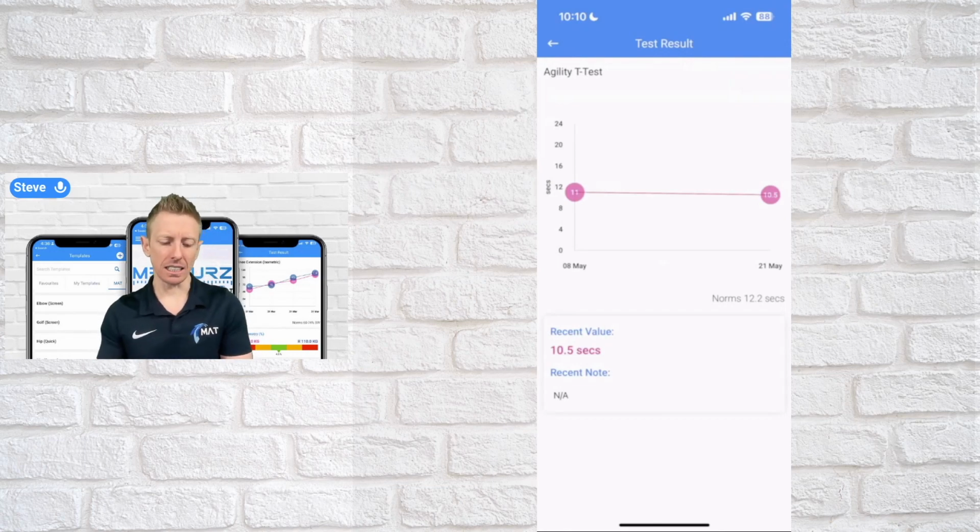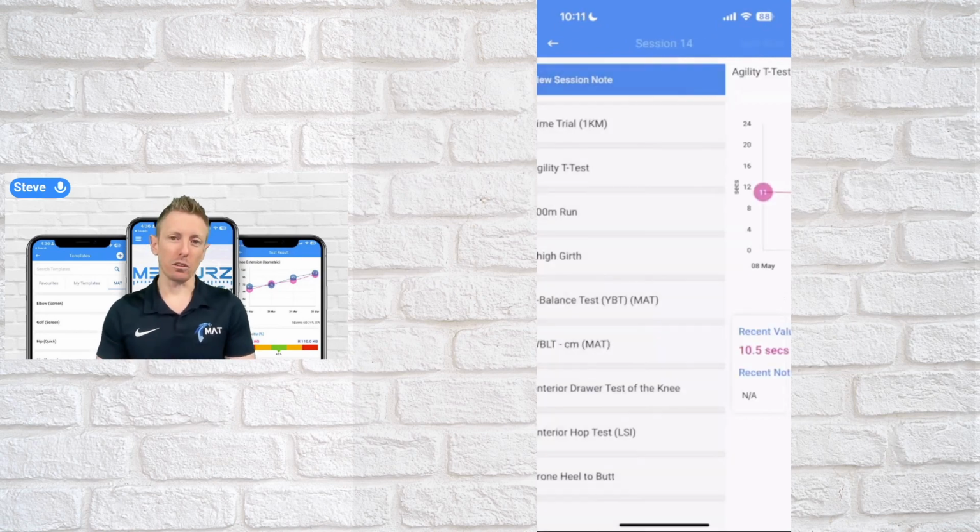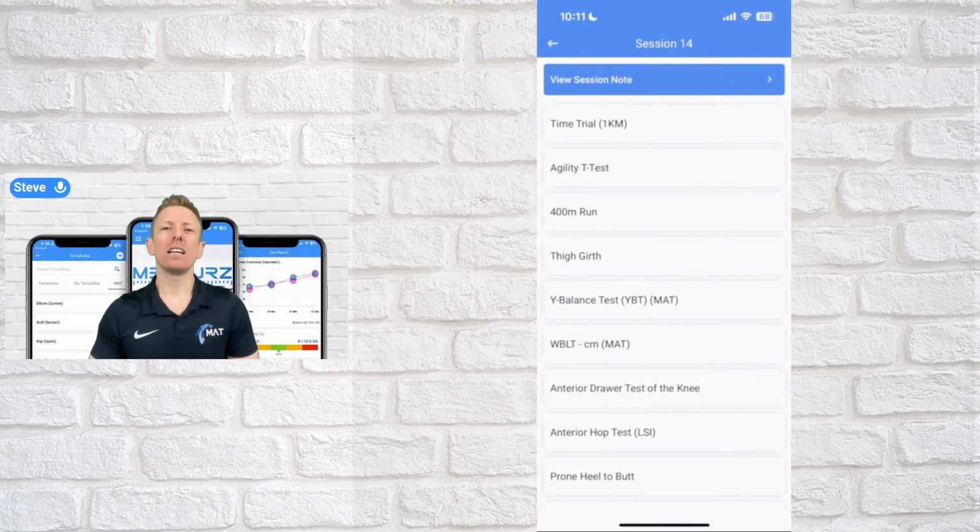So here in the agility test, you can see that they had 11 seconds on the first one, and then they're at 10.5 on the second session. You can see the recent value there. So it's displayed very similarly to what we saw with the aerobic fitness. There's not enough normative data in different populations, so we haven't put that in there yet, but as the app evolves we've got some grand plans to increase that reference data and make it even more specific to the people that you're working with as well. So we've got something there for you to start based on the best available literature and research that we have to date, but it's going to get better as we go.